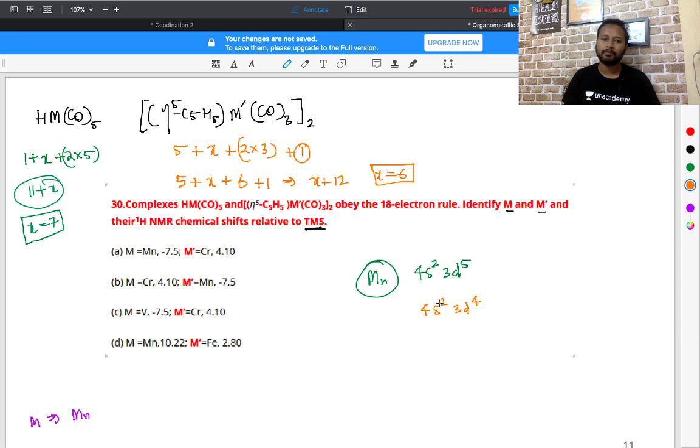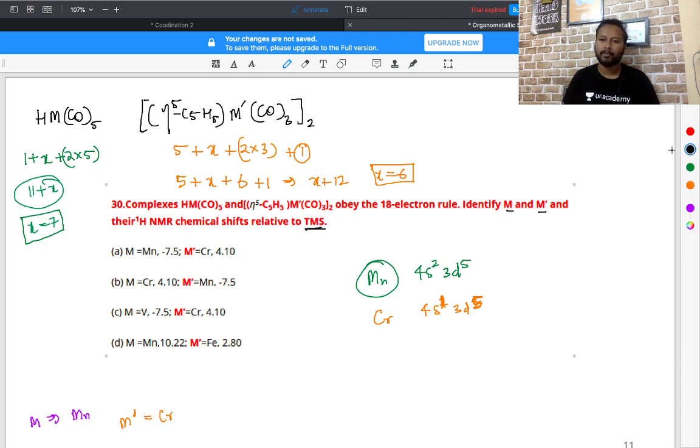So this can be this. So this is nothing but chromium. Okay, so this can be your chromium. So that's how I predicted that M dash is your chromium. Okay, so I just got both of them, M and M dash.